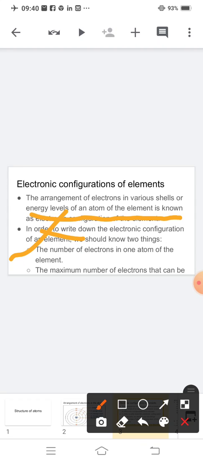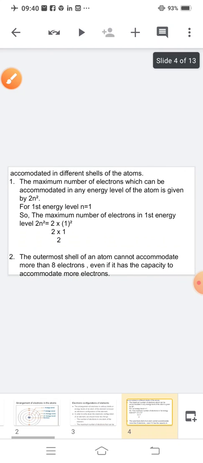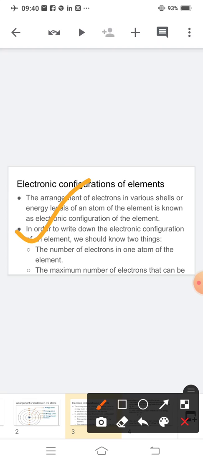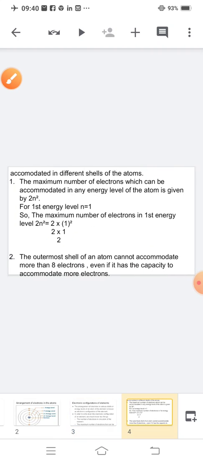The second one: the maximum number of electrons that can be accommodated in different shells of the atoms. This is clear. If you want to write down electronic configuration, what things should you know? Number one, the number of electrons in one atom of the element. Second, the maximum number of electrons that can be accommodated in different shells of the atoms.